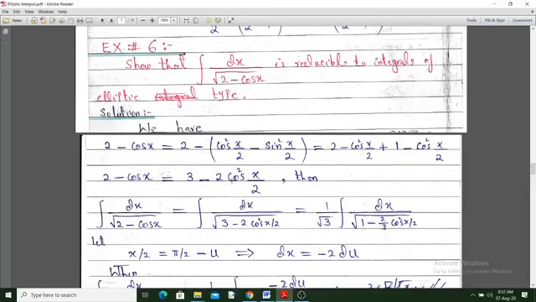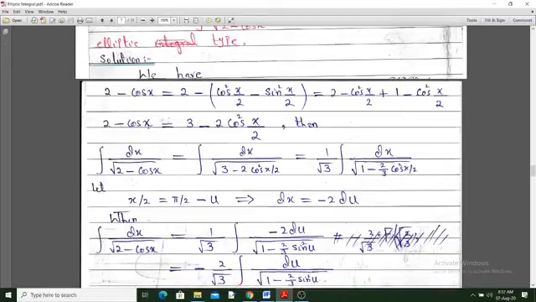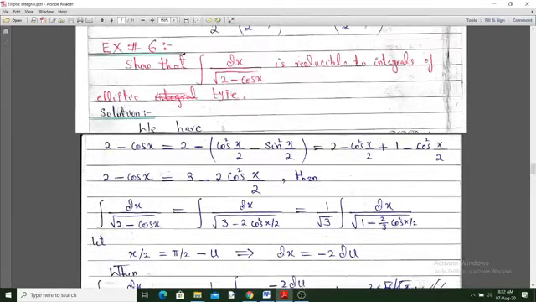2 minus cos x is equal to 3 minus 2 cos square x by 2, and then I put this 2 minus cos x into the given integral. We get this expression, and you know that in an elliptic integral we need 1 here. So we take 3 common here, and we get square root 3 outside, and we get this expression.